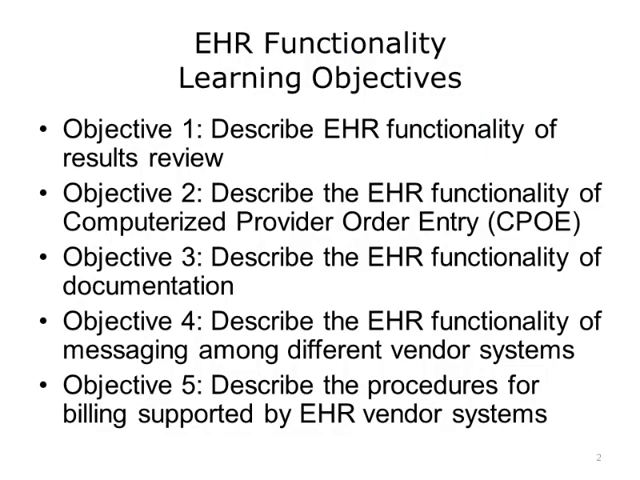The learning objectives for the electronic health record functionality unit are: number 1, to describe 5 EHR functionalities. These are results review, computerized provider order entry, or CPOE, documentation, messaging among different vendor systems, and billing supported by EHR vendor systems.